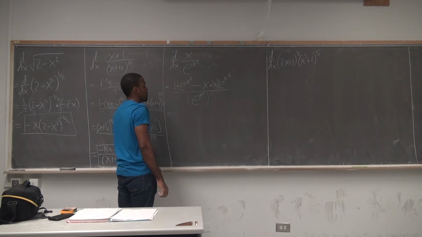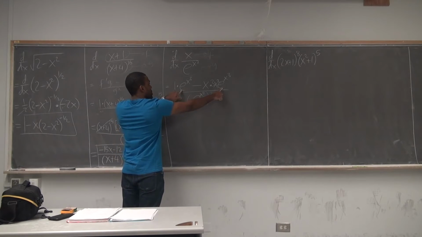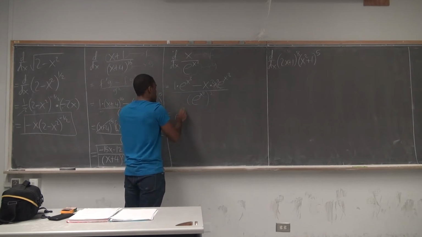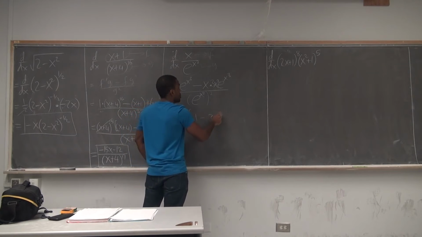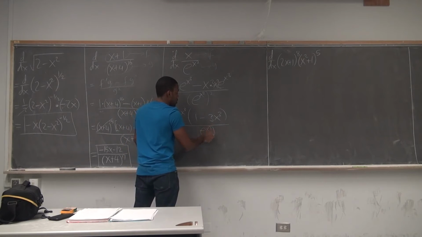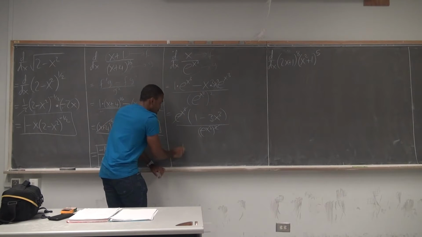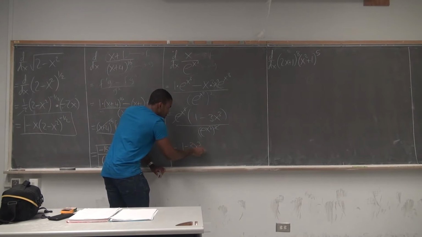And now what? E to the x cubed is a common term. I can factor that out. E to the x cubed. I do that over 1 minus 3x cubed over e to the x cubed squared. So this cancels that. So it's 1 minus 3x cubed over e to the x cubed.